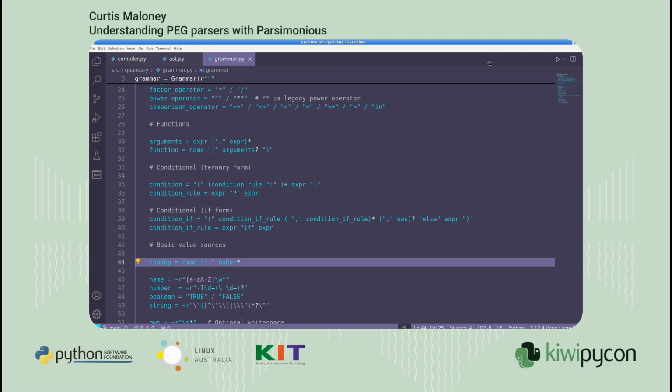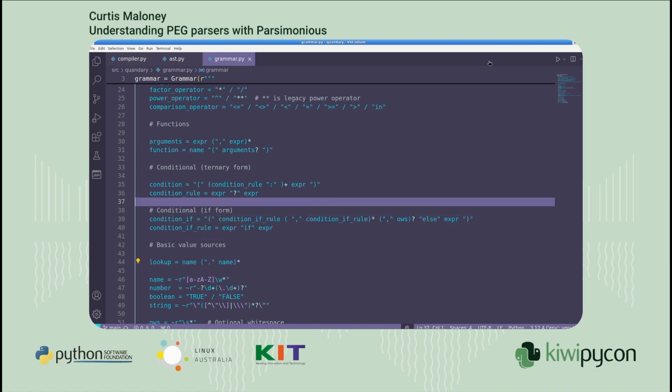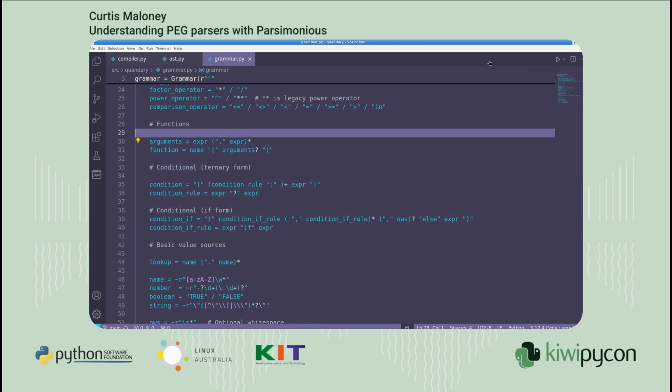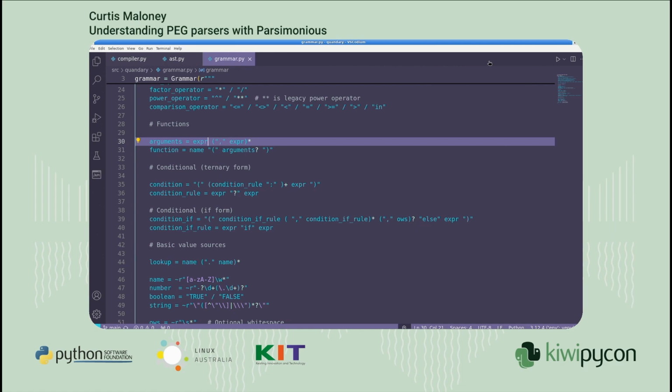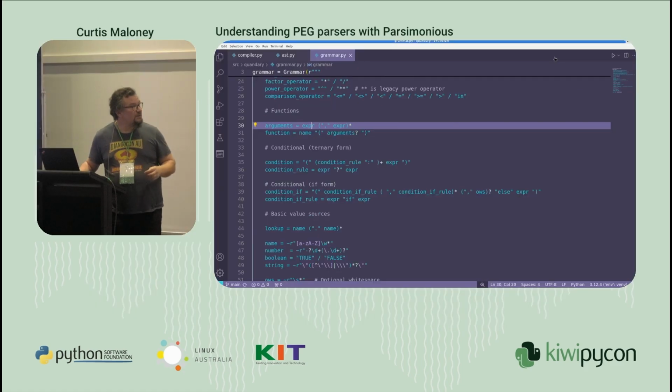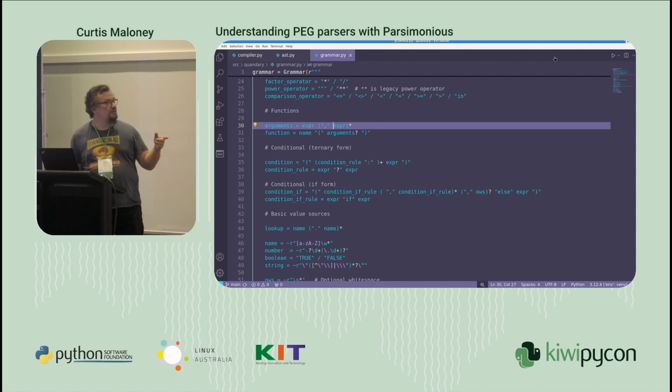We'll skip over the conditional stuff for now. A function is described as a name followed by parentheses and then maybe some arguments. And arguments are described simply as an expression and maybe a comma and another expression on forever.